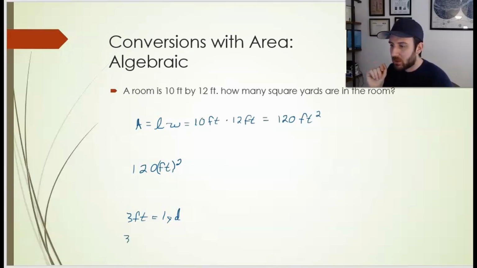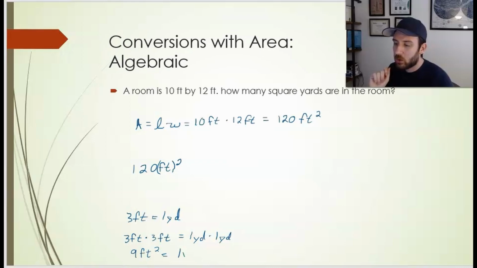So that must mean that if I take the 3 feet and I multiply it by the 3 feet, it's the same thing as me taking the 1 yard and multiplying it by the 1 yard, because they're the same thing, they just look different. Well, that means that 9 square feet, which I could write like this, is the same thing as 1 square yard.